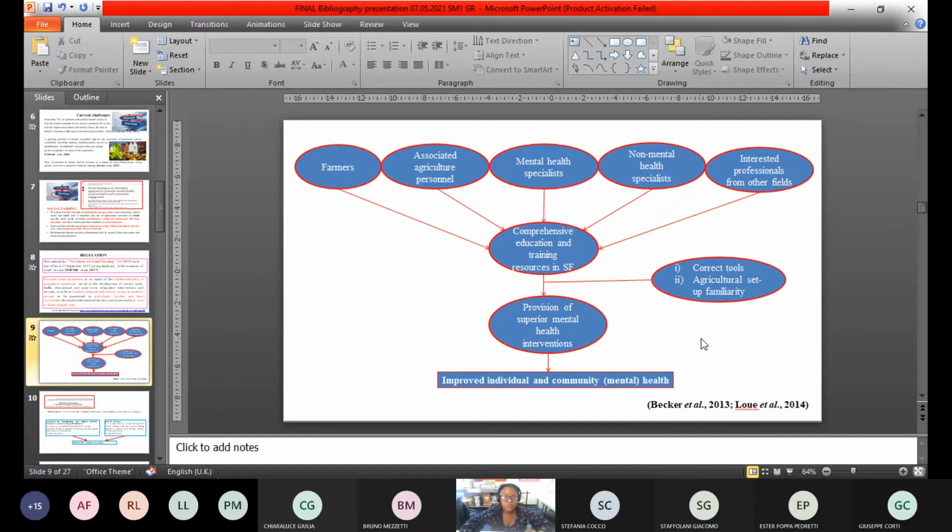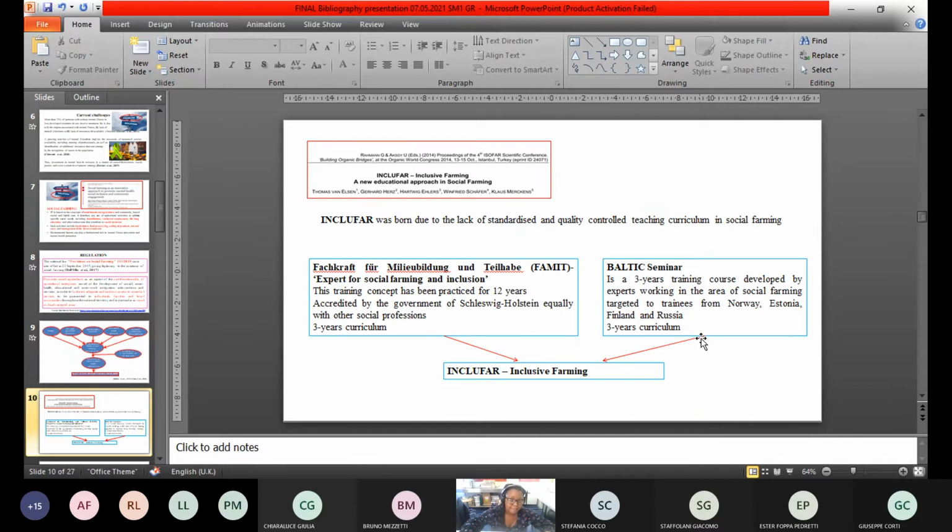And as such, it is proposed that there be a comprehensive education and training curriculum. And when looking at literature, there is a training program or a project that came about from taking various points from other projects that have been running for a couple of years. This new project is called Inclufa, and it was born due to a lack of standardized and quality-controlled teaching curriculum in social agriculture.